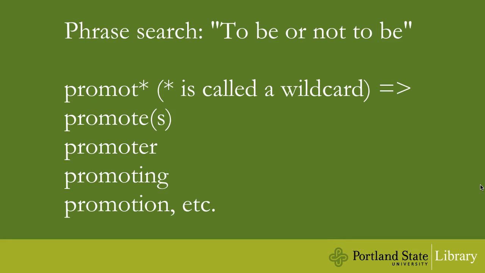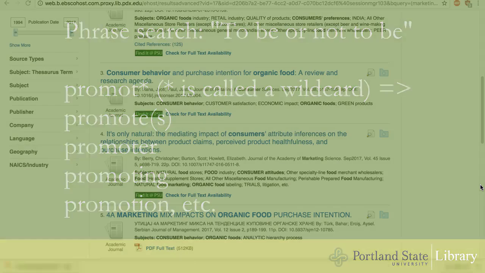Here are a few other search techniques. You can use quotation marks to search a phrase to narrow the search. For example, "to be or not to be" as a phrase. You can use an asterisk to make sure all forms of the keyword will be considered to broaden the search. For example, promot* will find promote, promoting, promoters, promotion, etc.